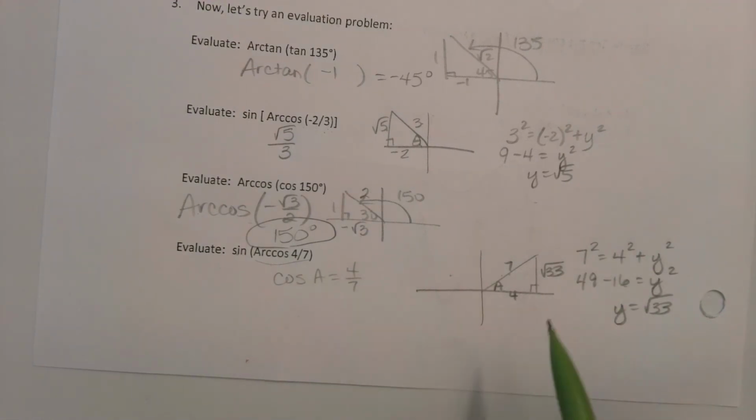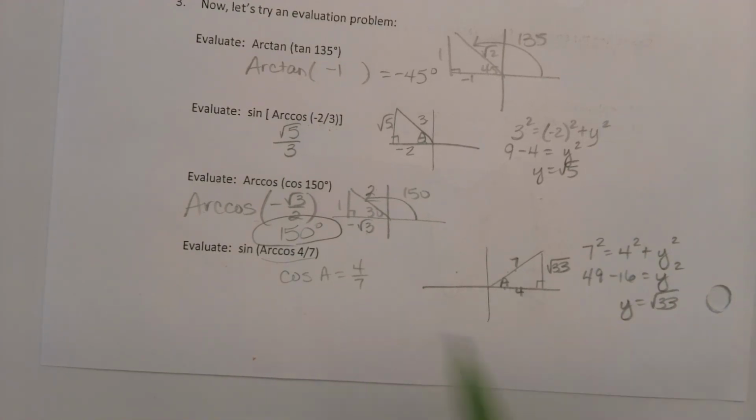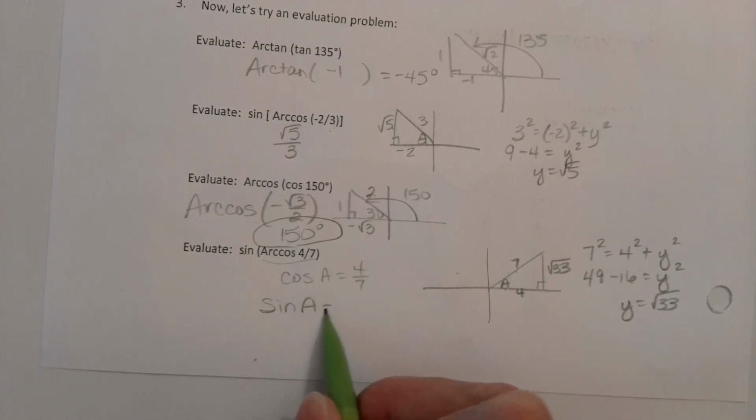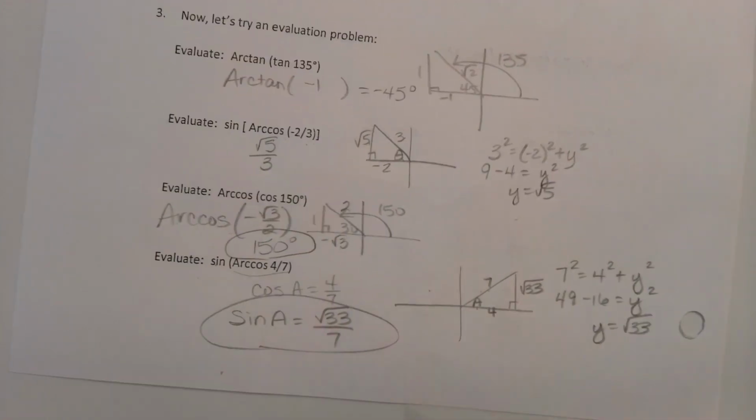But for the, yeah, I'm sorry. So then I'm going to do the sine of this. That's why I just never said that to you. I'm sorry. So the sine of angle A then is going to be opposite, square root of 33 over 7. Okay, hope that helps.